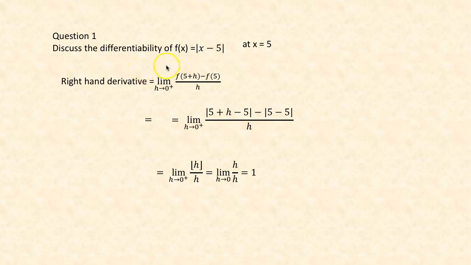Question 1. Discuss the differentiability of f of x equal to mod x minus 5 at x equal to 5. The right hand derivative is limit as h tending to 0 to the right, f of 5 plus h minus f of 5 by h, that is limit as h tending to 0 to the right, mod of 5 plus h minus 5 minus mod of 5 minus 5 by h. That is limit as h tending to 0 to the right, mod h minus 0, mod 0 is 0, by h, which is limit as h tending to 0, h by h, which is 1.